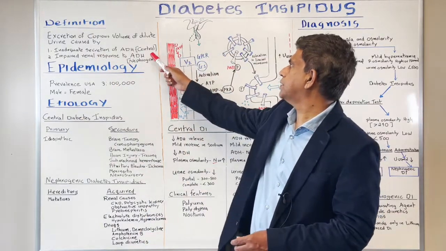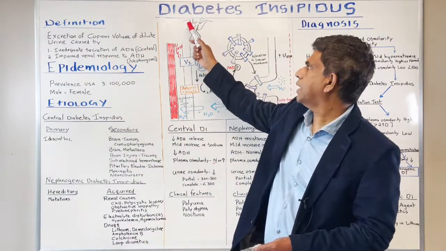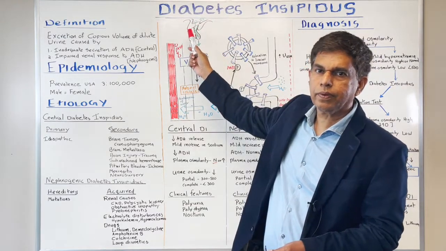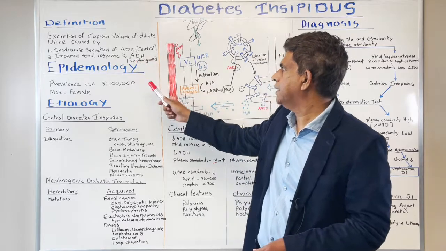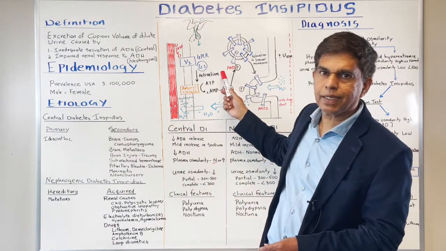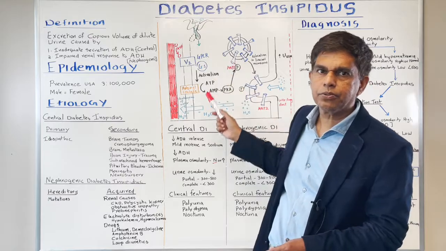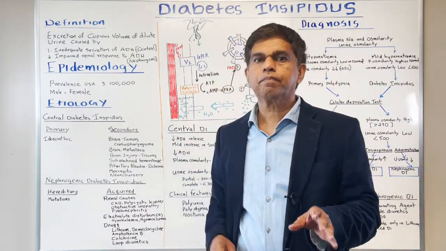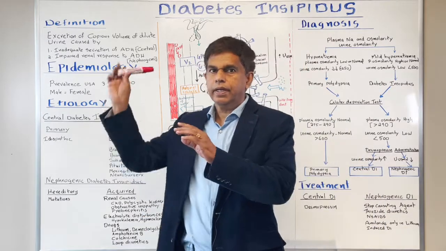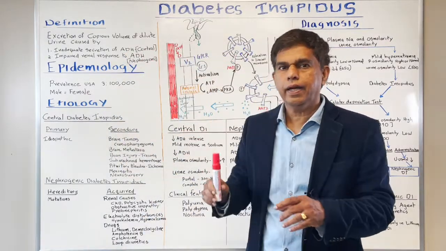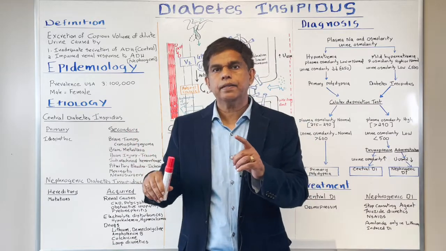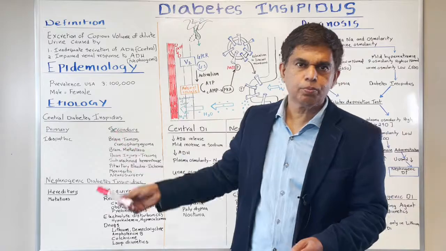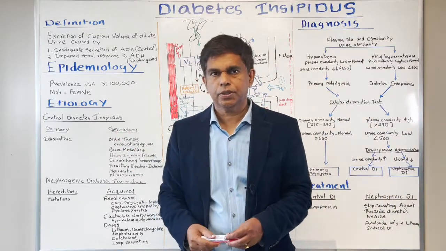So the first one is the central. This is your hypothalamus and the pituitary, and nothing happens over here. It's not working. And the second one, you've got ADH and nephrogenic. This is where our collecting duct, the principal cells, the V2 receptor, that's where the action is. So we need to know central and the nephrogenic causes. Central happens in the pituitary and hypothalamus, and the nephrogenic happens in the V2 receptors in the collecting duct principal cells, right?